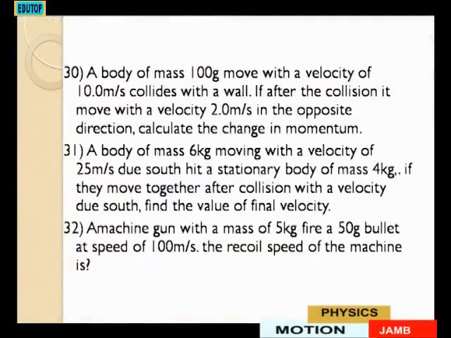A body of mass 100 grams moves with a velocity of 10.0 meter per second and collides with a wall. If after the collision it moves with a velocity of 2.0 meter per second in the opposite direction, calculate the change in momentum. This question is all about momentum. Okay? We are going to calculate the momentum before collision.